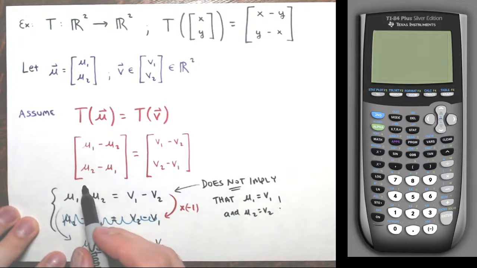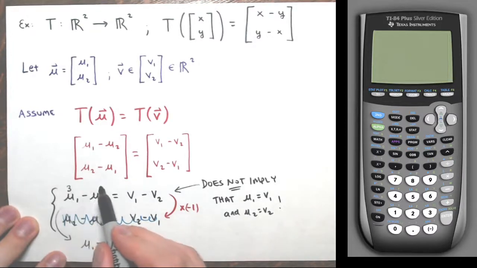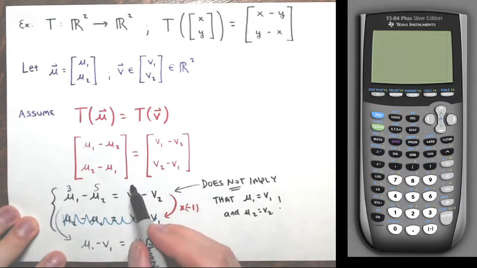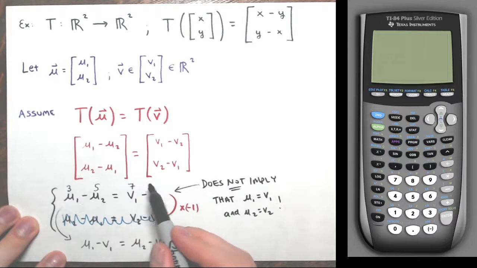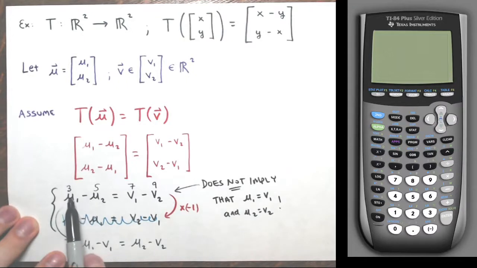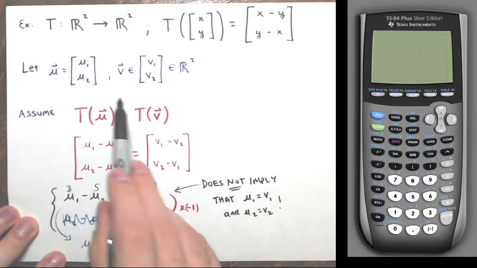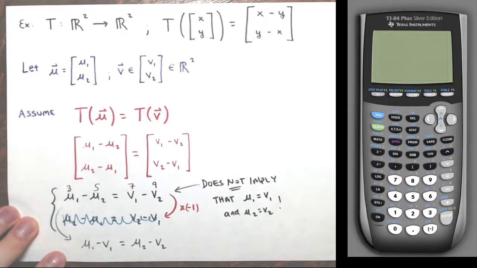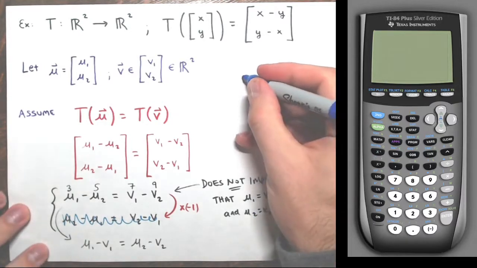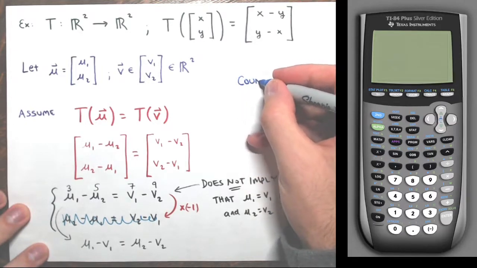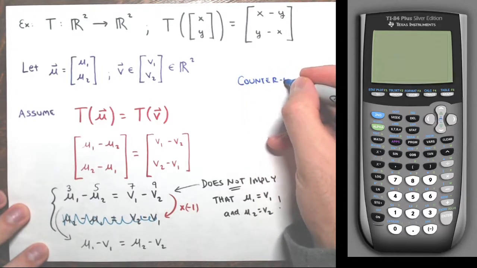Well, think about it. I could have u1 be 3 and u2 be 5, right? 3 minus 5 is -2. And then I could have, say, v1 be 7 and v2 be 9, and this would be a true statement, wouldn't it? 3 minus 5 is the same as 7 minus 9. They're both -2. But the vectors u and v wouldn't be the same. All right, and there's my counterexample to the one-to-oneness. I'll put that over here. Counterexample.